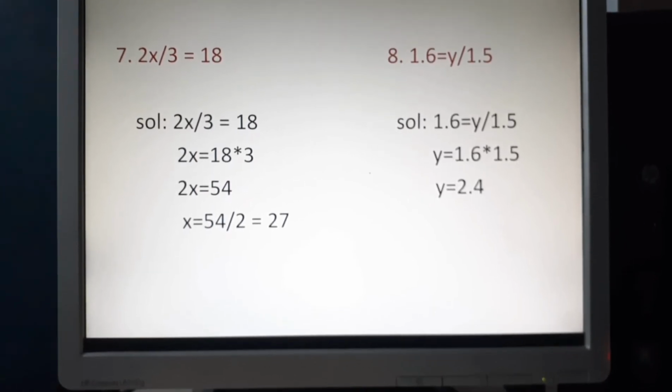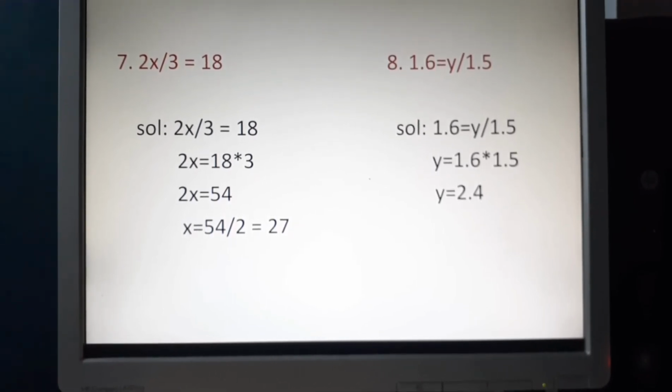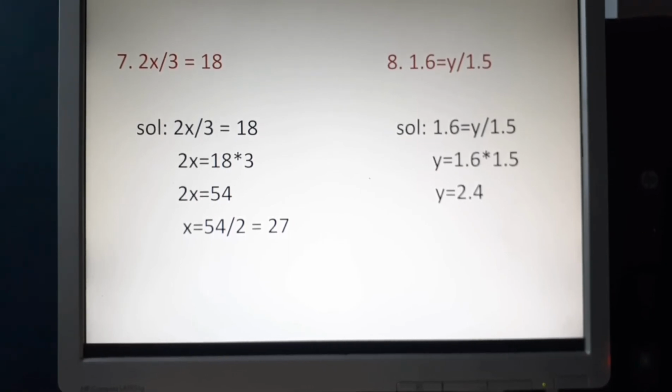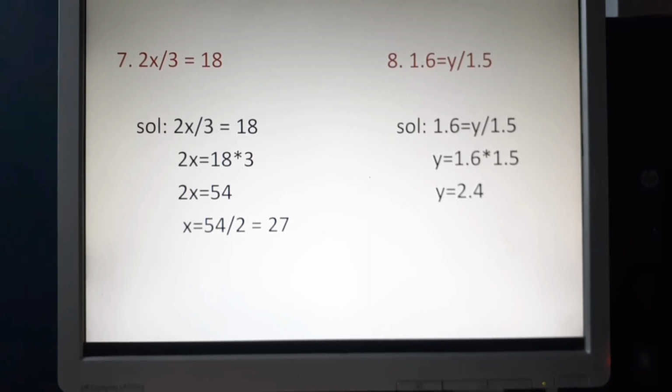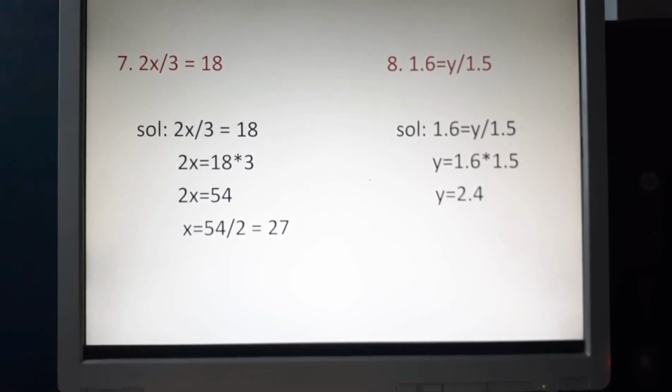Seventh one, 2x divided by 3 is equal to 18. Solution: 2x divided by 3 is equal to 18. If 3 comes that side, it comes under multiplication. Remaining, left hand side 2x is there. 2x is equal to 18 into 3. 18 3s are 54. So 2x is equal to 54.